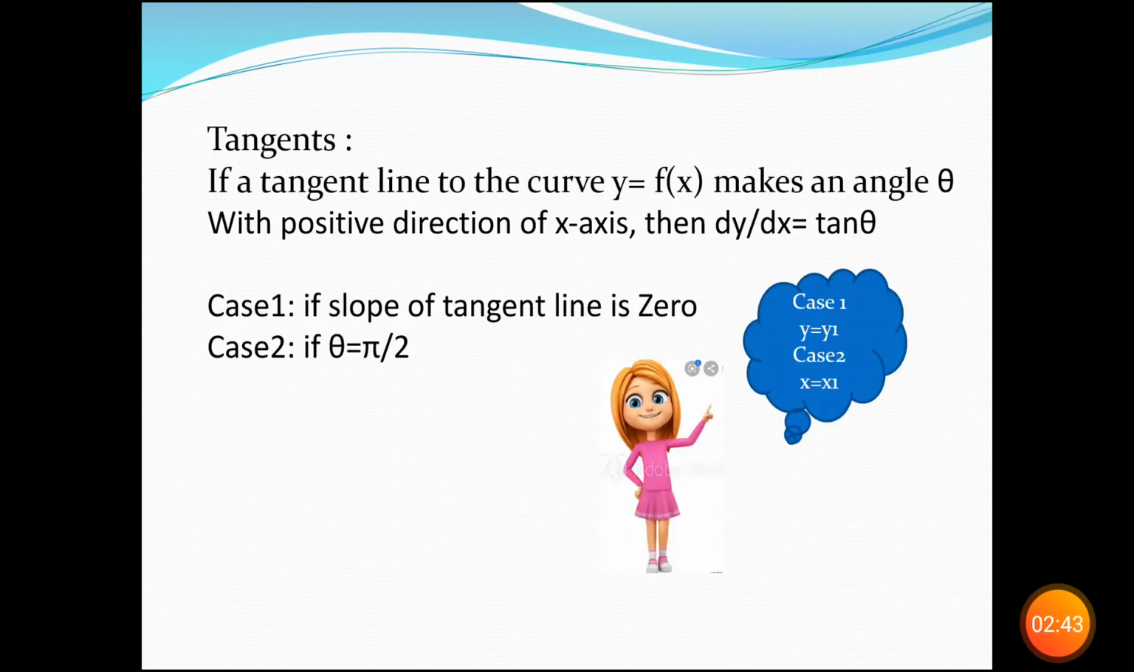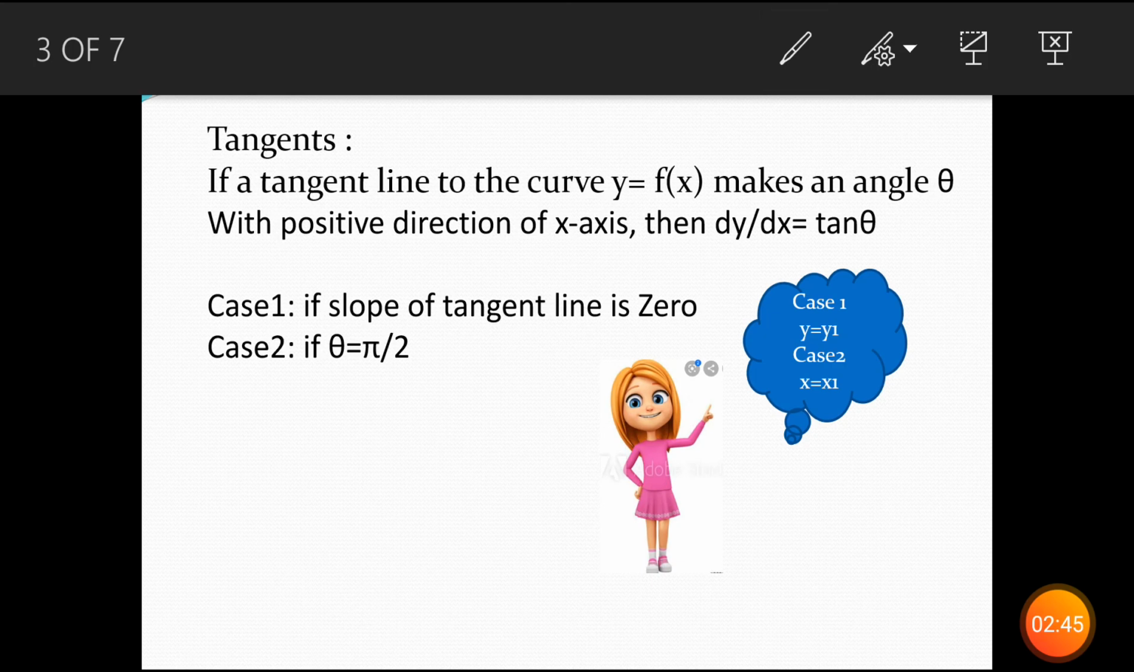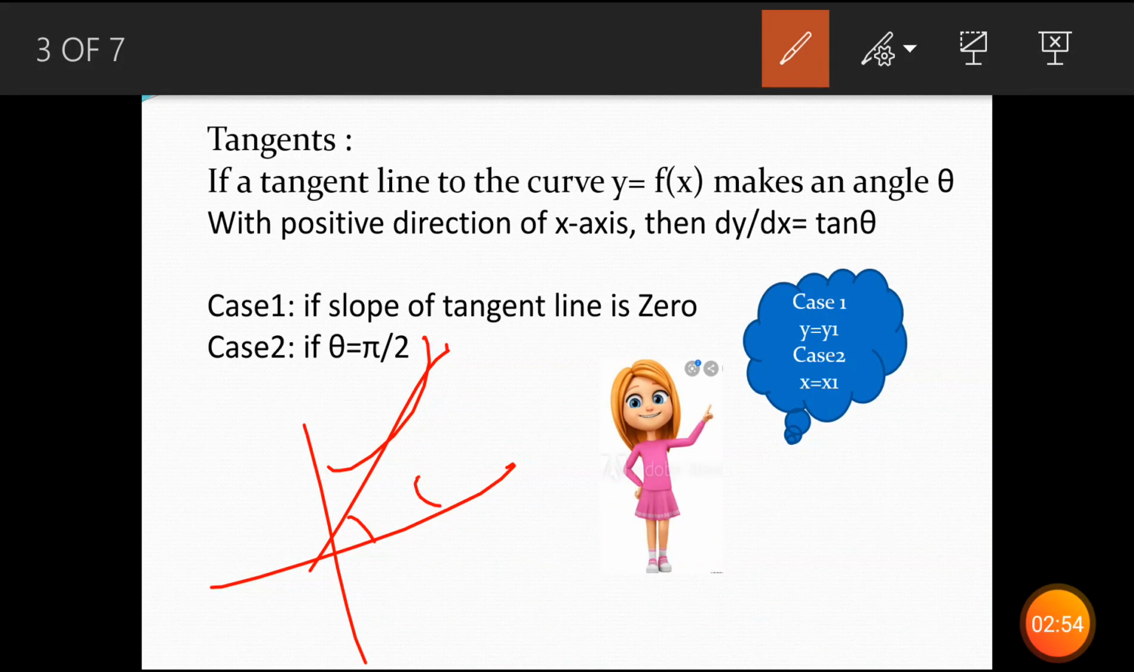Now what is next? There are two cases. Suppose this is the curve and the tangent is making the angle theta with the positive x direction of the x-axis, then in that case the slope becomes tan theta. So you are going to replace m with tan theta. Sometimes they give you theta, so in that case you use tan theta for the slope. That also you remember. So dy upon dx, that is nothing but the slope, will become equivalent to tan theta.